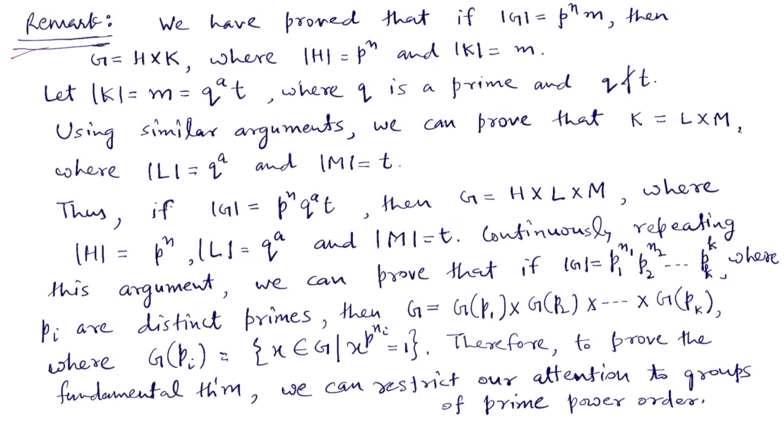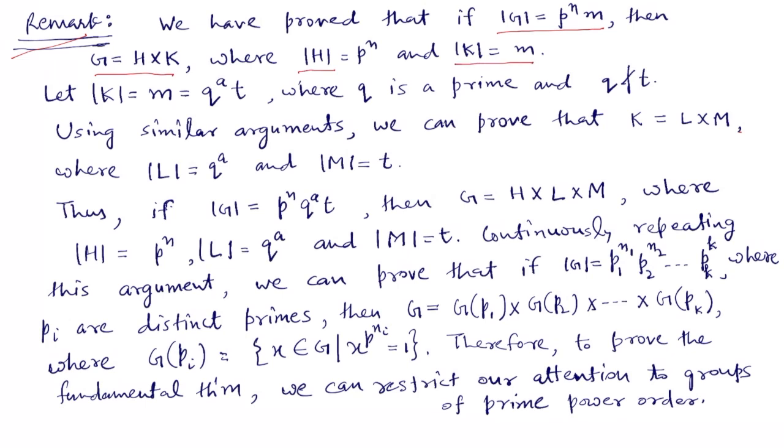This is a very important remark because it will reduce our effort to prove the fundamental theorem. We have proved that if order of G is p to the power n times m, then we can write G as the direct product of H and K, where order of H is p to the power n and order of K is m.